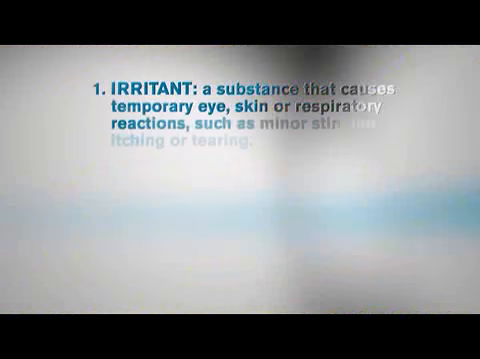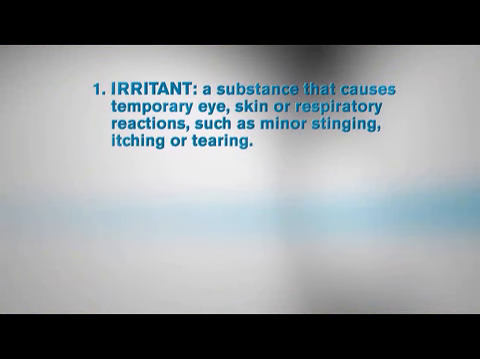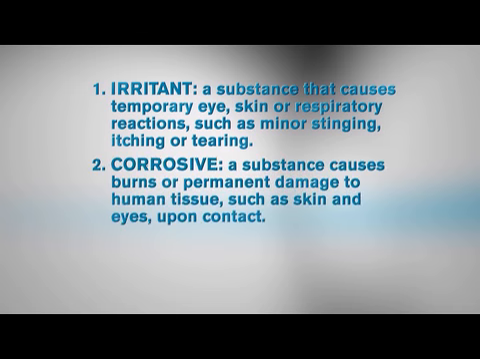Before we move on to the second area, let's look at some of the more common terms you might have heard before or seen on product labels. First, an irritant is a substance that causes temporary eye, skin, or respiratory reactions, such as a minor stinging, itching, or tearing. The second term is corrosive. Corrosive means that a substance causes burns or permanent damage to human tissue, such as skin and eyes, upon contact.